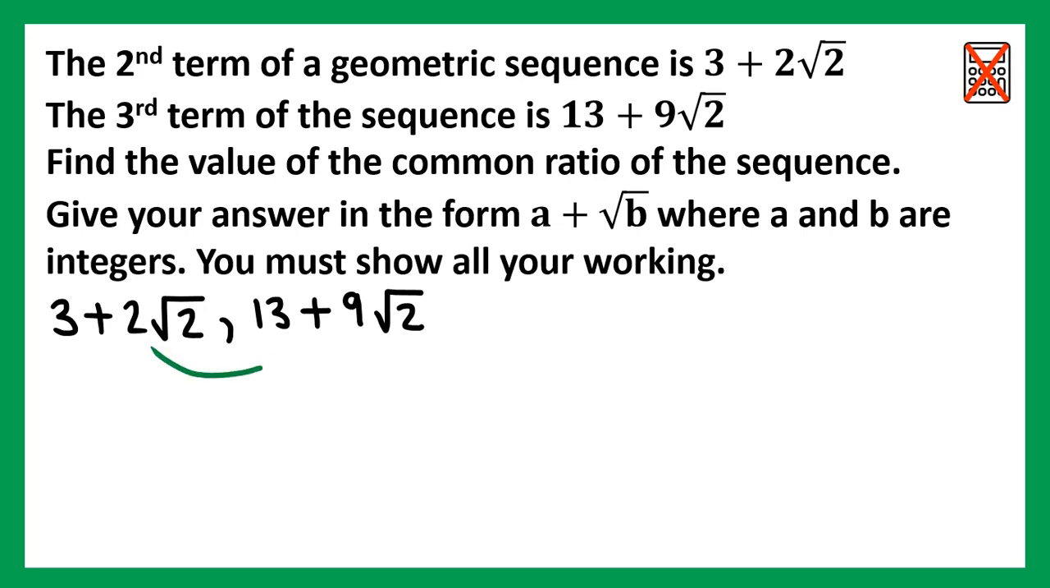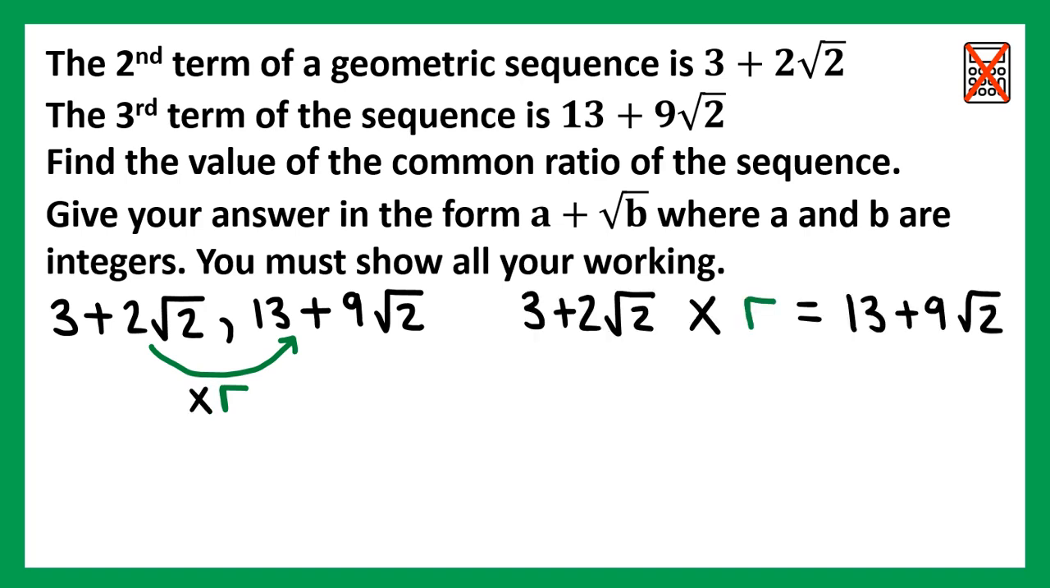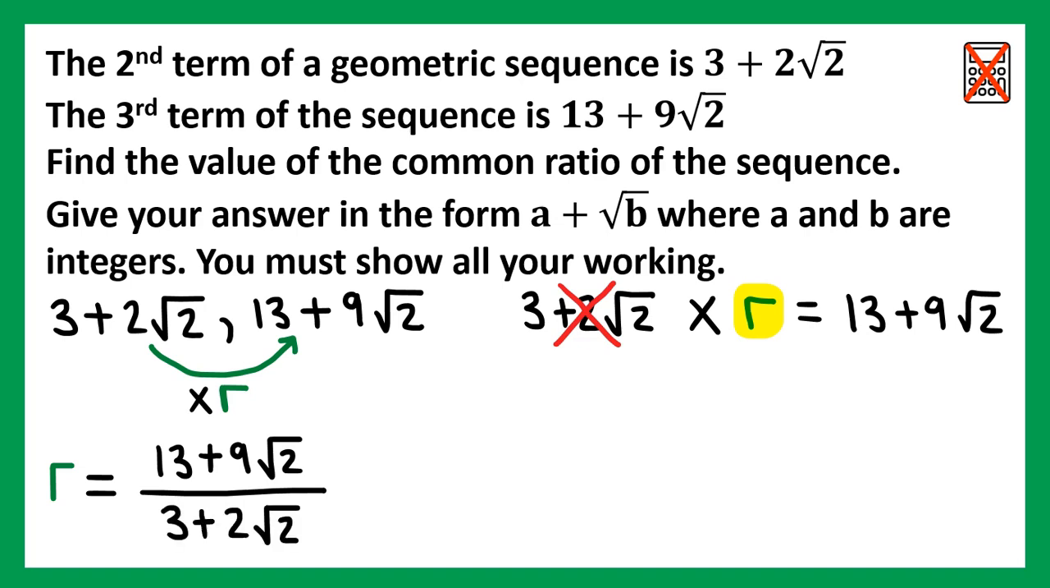So to get from one term to the next of our geometric sequence, we must be multiplying by the common ratio. So if 3 plus 2 root 2 multiplied by r gives me 13 plus 9 root 2, I can rearrange this to find r by making it the subject and dividing both sides by 3 plus 2 root 2. Therefore r is equal to 13 plus 9 root 2 divided by 3 plus 2 root 2.